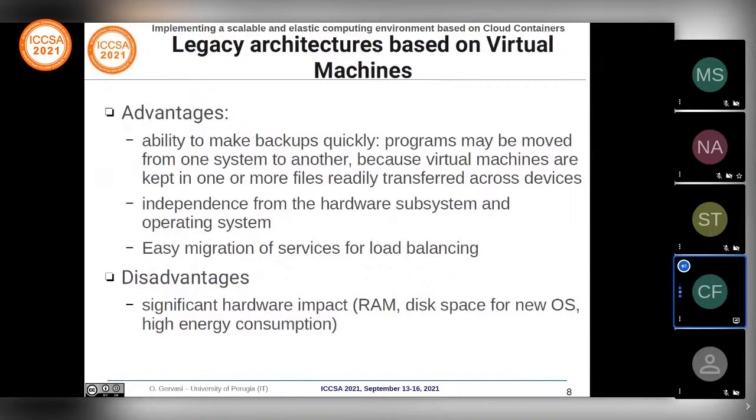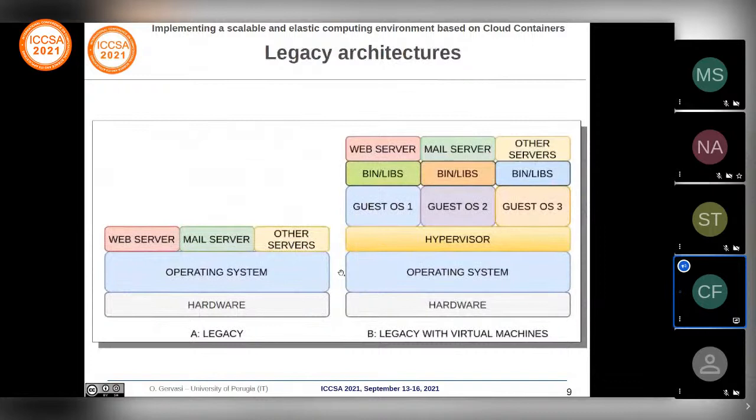The architecture based on virtual machines has, as said, several advantages already presented, and the main disadvantages are that there is a significant hardware impact because of the complexity of running the virtual machines. Also, to run a virtual machine, the hardware has to be equipped with enough RAM, random access memory, and also several resources to be able to deploy and run.